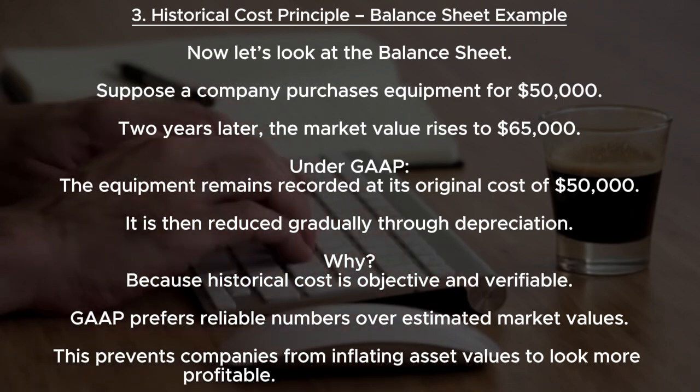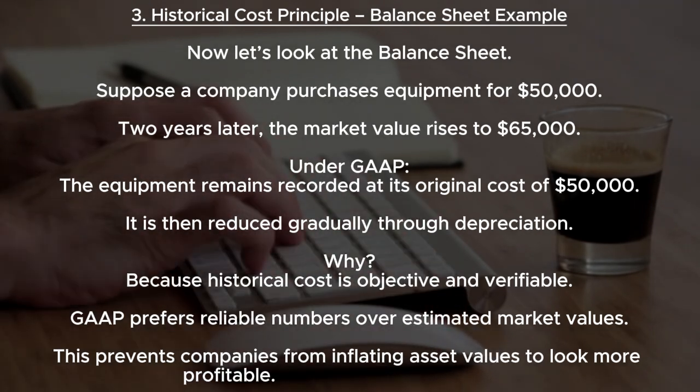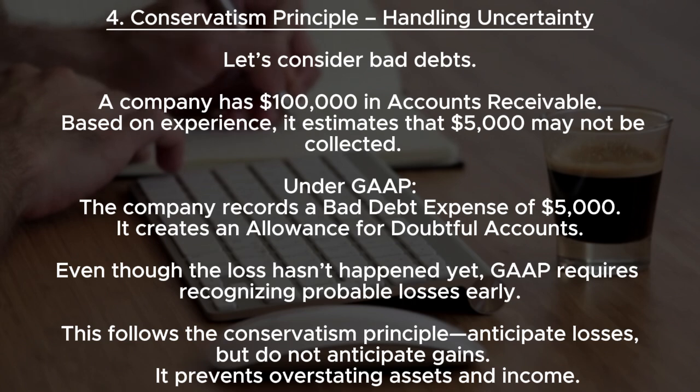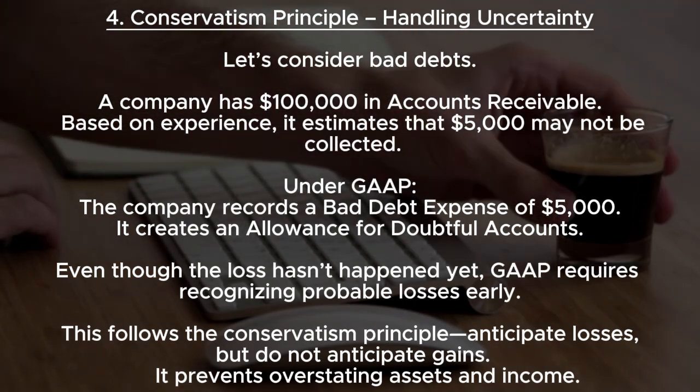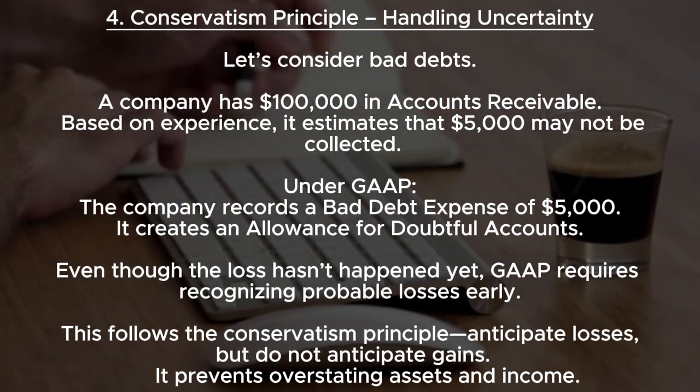Why? Because historical cost is objective and verifiable. GAAP prefers reliable numbers over estimated market values. This prevents companies from inflating asset values to look more profitable. 4. Conservatism principle, handling uncertainty. Let's consider bad debts. A company has $100,000 in accounts receivable.